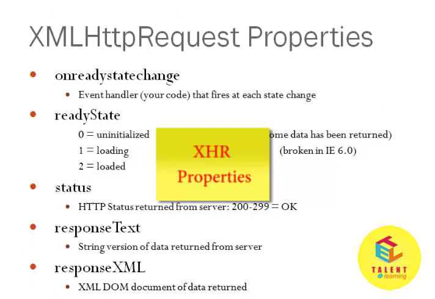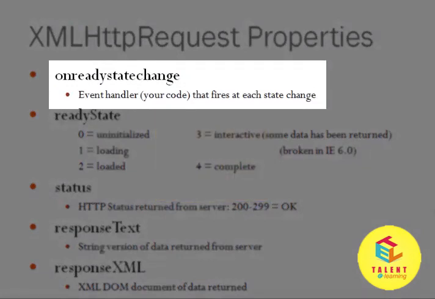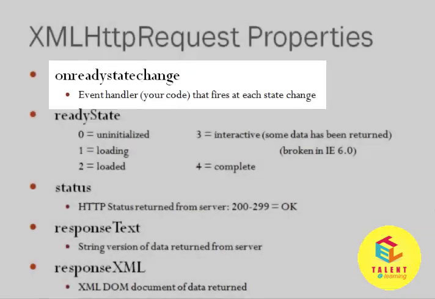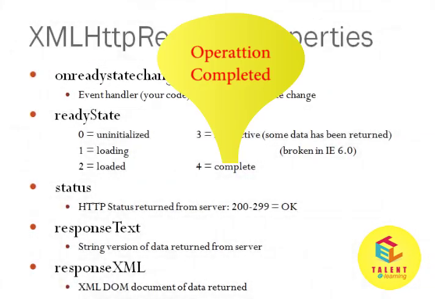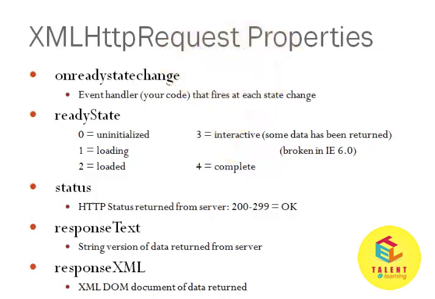The first is onreadystatechange. It is the event handler that fires at each state change. The ready state has 5 codes. First is 0, which states that it is uninitialized. The second is that it is loading. Another is that the data is being loaded. The fourth one is that the data is being returned, and the last one is that the response is complete.